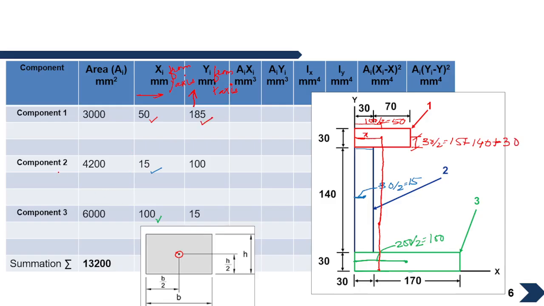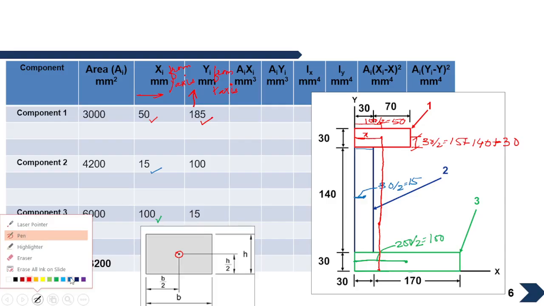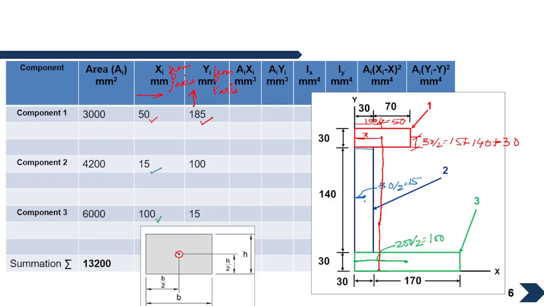Similarly for component 2, we'll measure vertically from the x-axis. This will be the centroid for component 2. What will be this distance? This distance will be just half of 140, which is 70, plus this part, which is already given as 30. 70 plus 30 gives you 100.